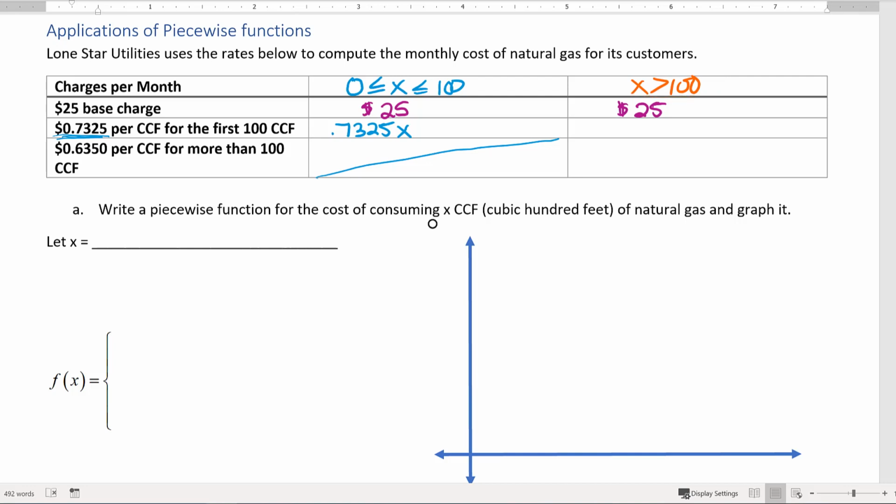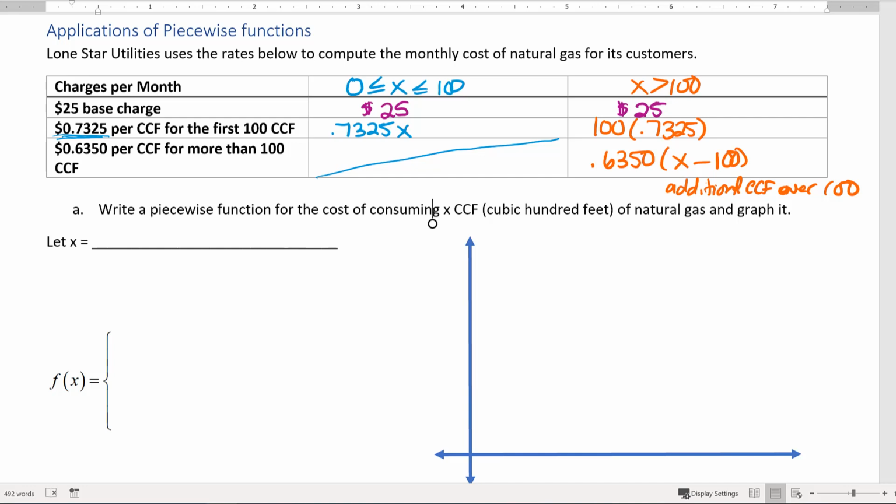So they're going to have to pay 100 times 0.7325 for that category. Plus, for anything additional, we're going to have to pay 0.6350 times any additional CCF over 100. Now, the way we do that, kind of like our cell phone example, is going to be x minus 100. I don't have to pay for the first 100 in this rate because I've already paid it in the 73 cents rate. So the first 100, I'm not paying for that in the third category because I've paid it in the second, but anything after that, I'm going to have to pay in that category.